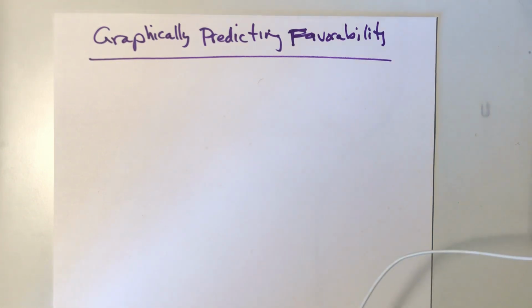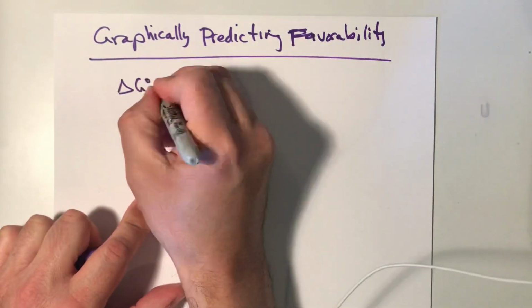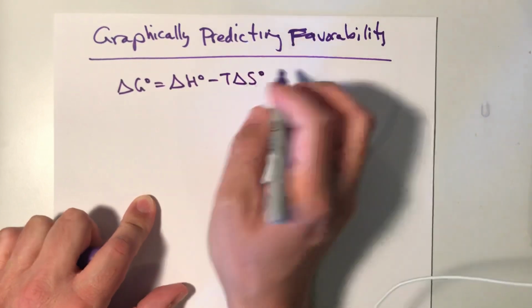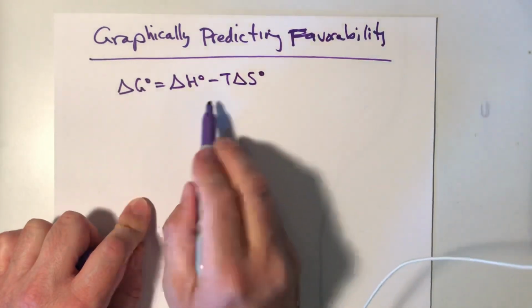Hi everyone. In this video we are going to be predicting the favorability of a reaction using the Gibbs energy equation, but this time we are going to do so graphically.